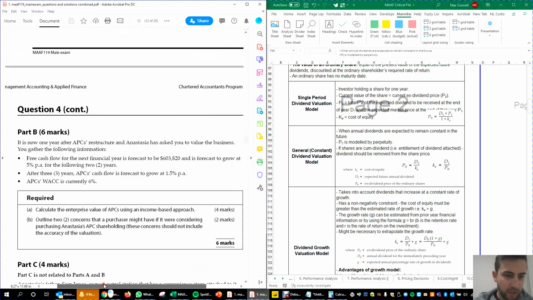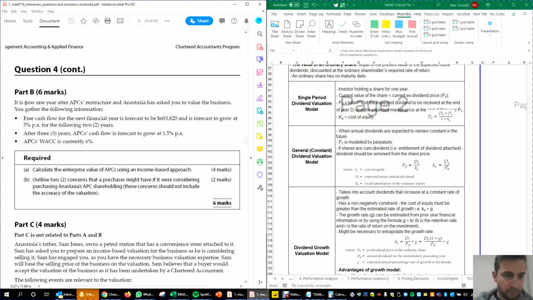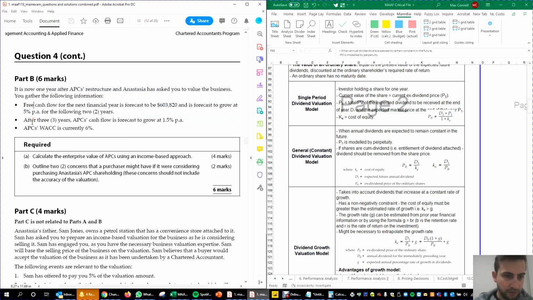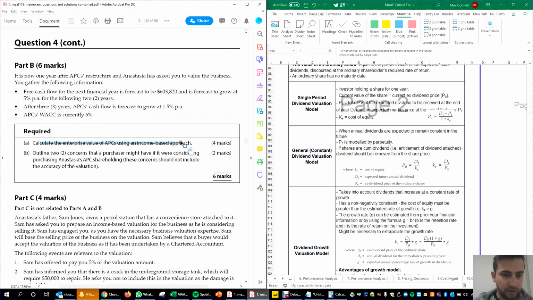So let's move on to part B. It's still part of the same question. So it's 1 year after the restructure. Anastasia's asked you to value the business. Okay, so let's skip ahead to the question. Calculate the enterprise value of APC using an income-based approach.